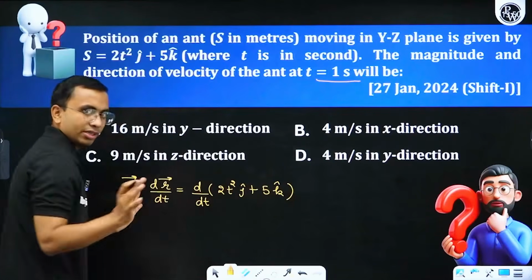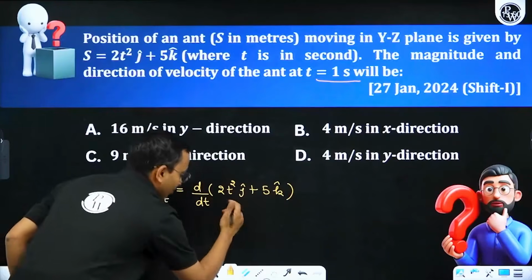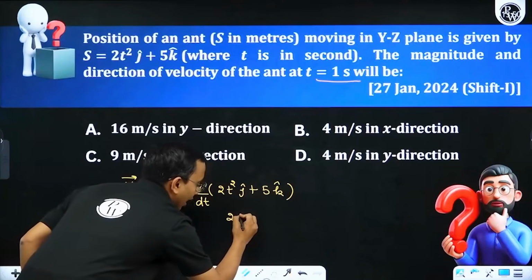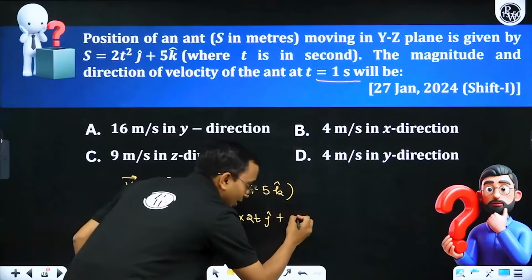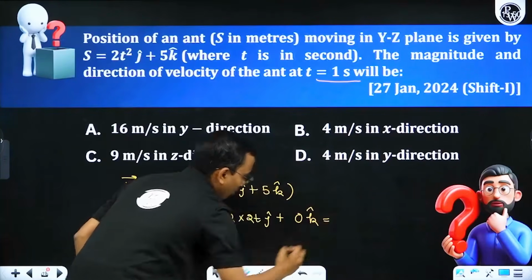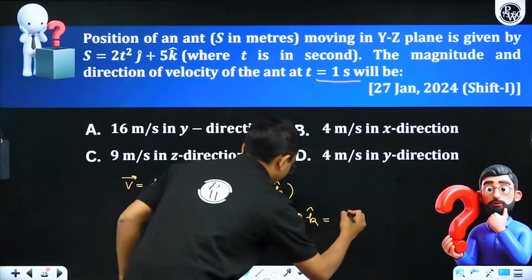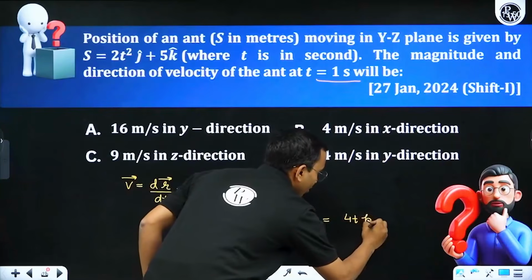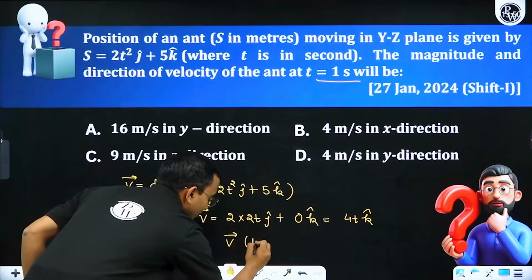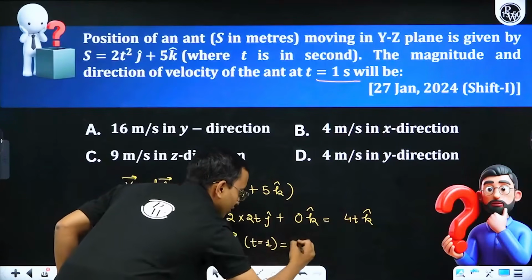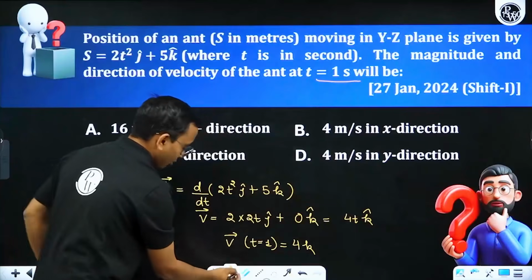J cap is just direction. Don't ask how we need to differentiate that. That's a unit vector, the direction. The variable is t square. So when you differentiate, 2 is constant and will come out, and t square differentiation will become 2t, this much j cap, plus 5 is a constant, its differentiation is 0, 0 k cap. This becomes my velocity. And we need to find it at t equals 1, so we'll put t equals 1 here. I made some mistake, this should be j cap there.